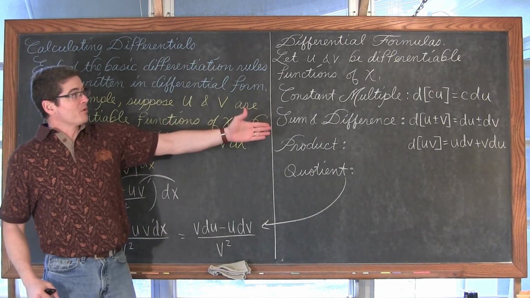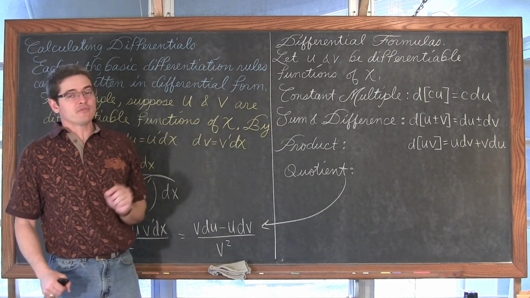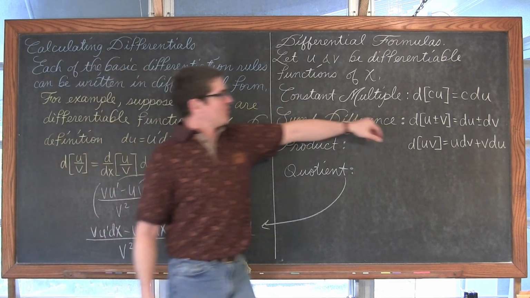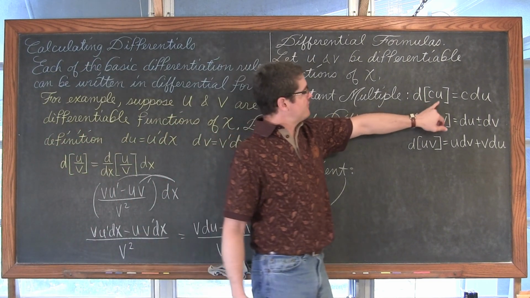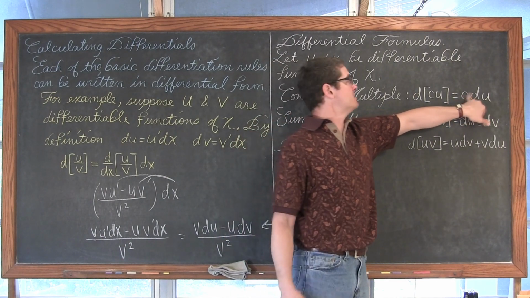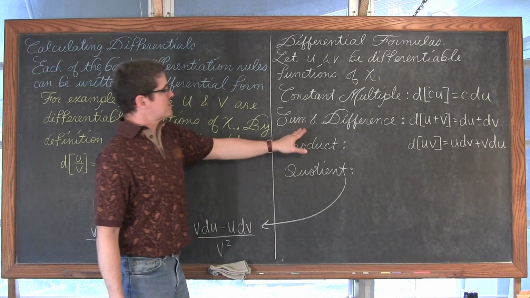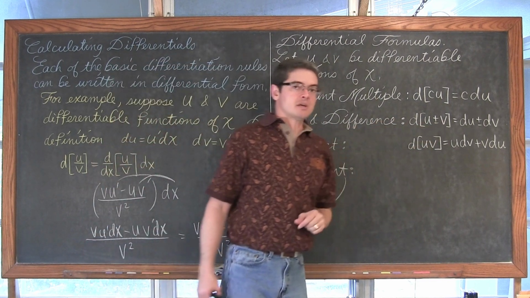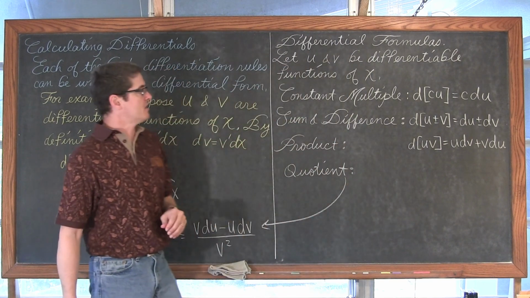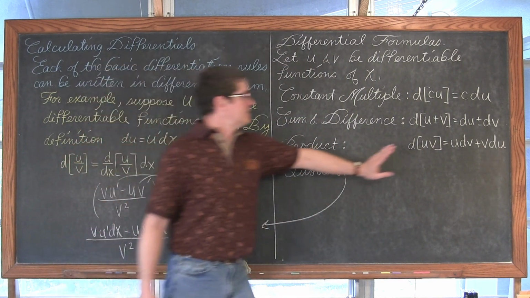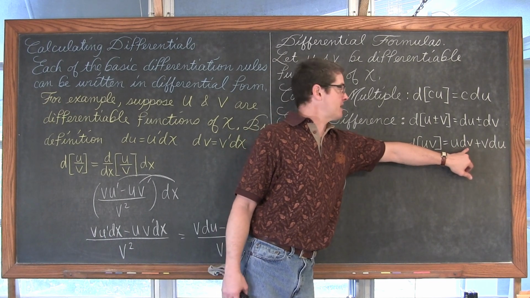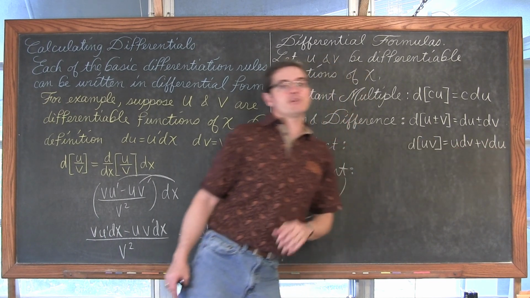So our 4 basic rules for finding differentials look very similar to the derivatives, right? The constant multiple: the differential of cu, a function with a constant multiple in front of it, is that constant. You can pull it out front and take the differential of u. We have the sum and difference: the differential of u plus or minus v is the differential of u plus or minus the differential of v. The product rule: the differential of two functions multiplied together is the first times the differential of the second, plus the second times the differential of the first.